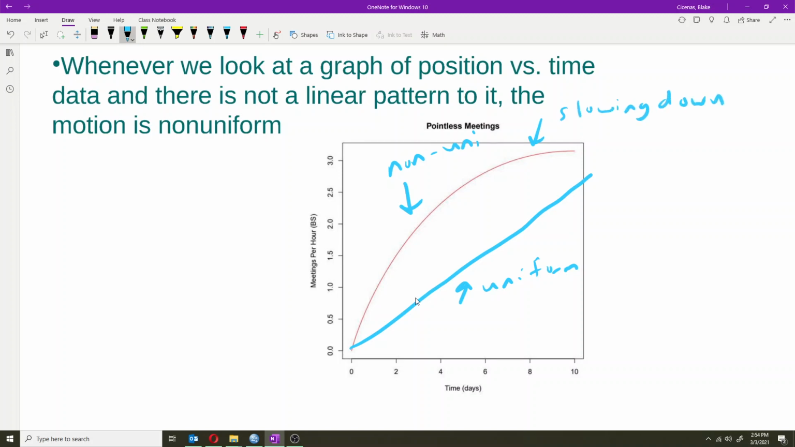And when you slow down, the absolute value of your slope, so m would be slope, the absolute value of your slope would be decreasing. And more on that in a little bit. But this is slowing down because while it does have curvature, it's getting less and less. So your slope is decreasing and decreasing and decreasing.